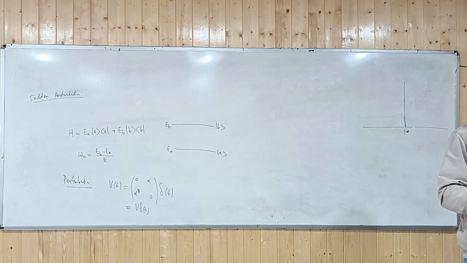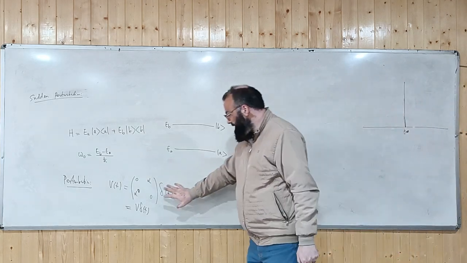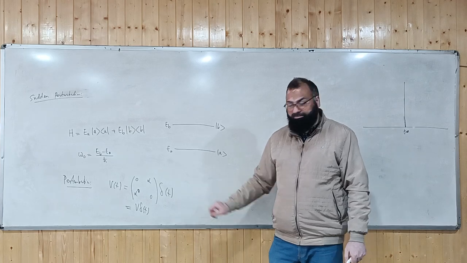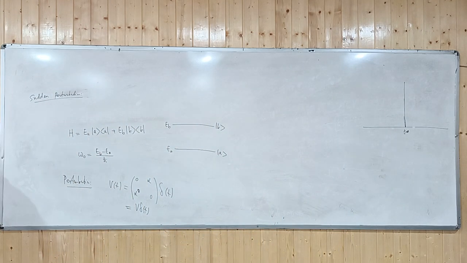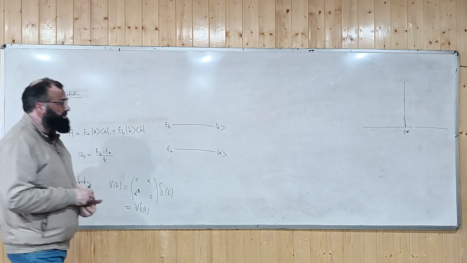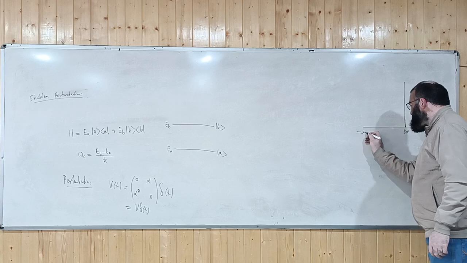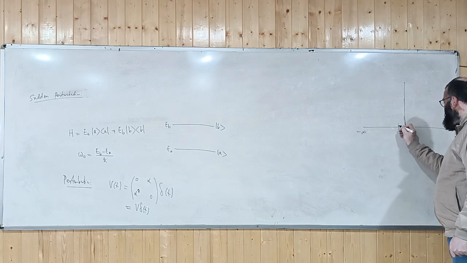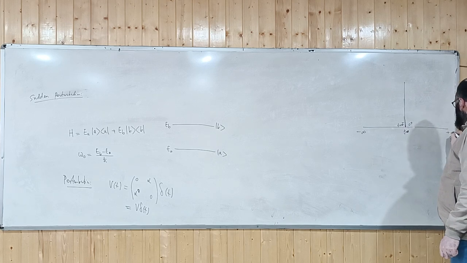We have done the formalism of the perturbation. We have to be very careful once we are treating this kind of delta function. Have you got the problem? So now how to deal with this problem? Let's say this is minus infinity. This is t equal to 0 minus, this is 0 plus, and this is plus infinity.